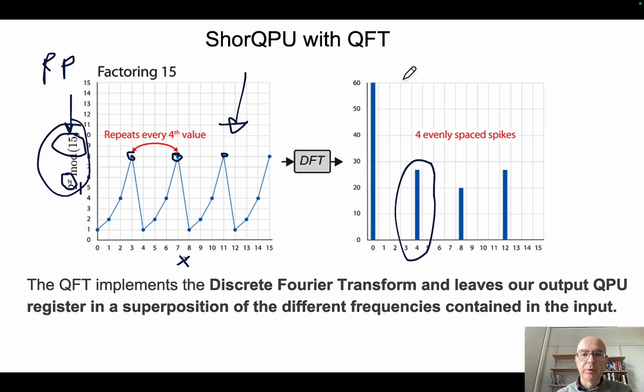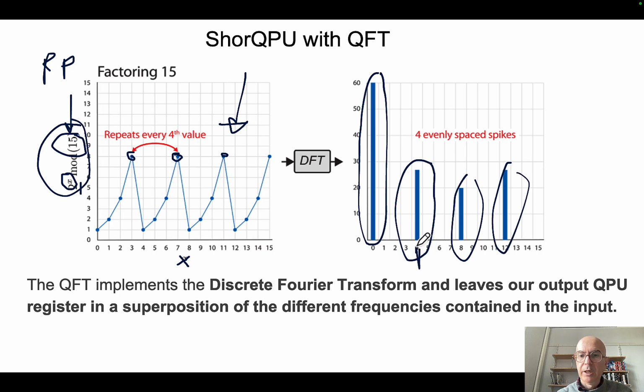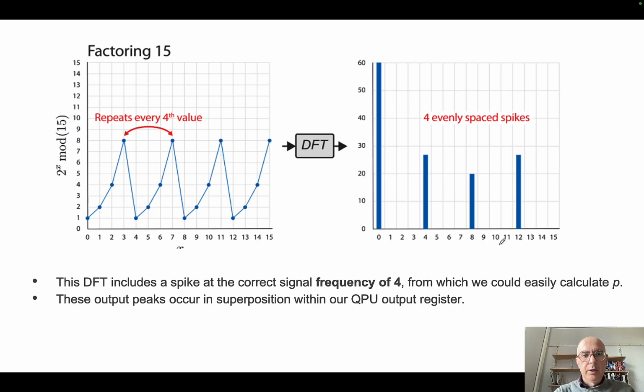And also notice that we're going to get 4 equally spaced peaks. So not only the frequency is correct here, but we're also going to find 4 peaks. So in the case of factoring 15, we calculated our function 2^x mod 15. Then we applied the DFT and we find 4 equally spaced peaks, together with the correct frequency of 4. From this we can then easily calculate the prime factors using the GCD algorithm.